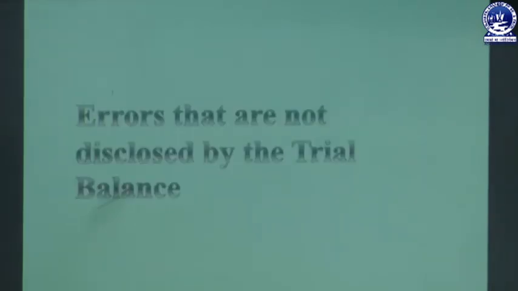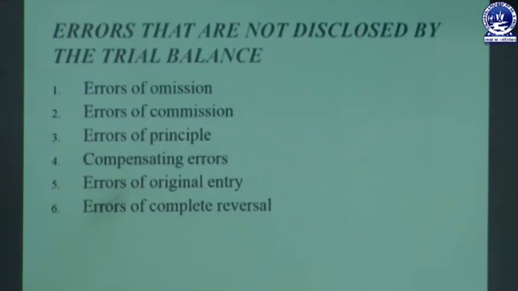First we are going to discuss errors that are not disclosed by the trial balance. Under this head there are 6 types of errors. One is error of omission, second is error of commission, third is error of principle, the fourth is compensating error, the fifth is error of original entry, and the sixth is error of complete reversal. We will discuss the 6 errors one by one with detailed examples.